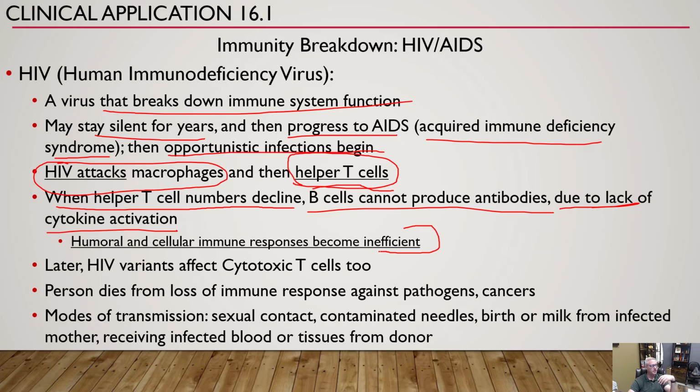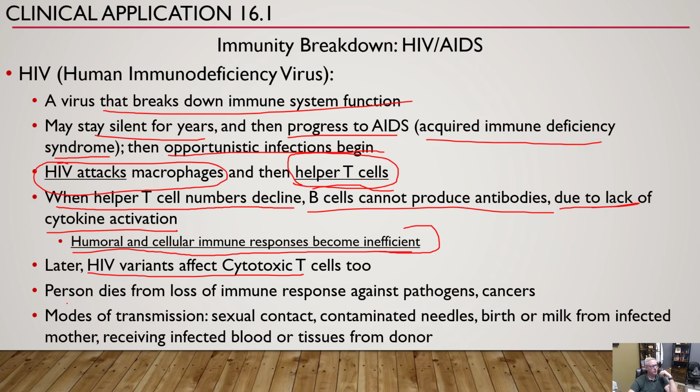So basically now HIV kills off both your humoral and your cellular immune responses. They are now ineffective. And then HIV also will start to kill off your cytotoxic T cells.